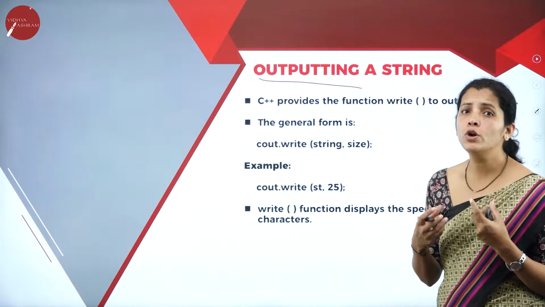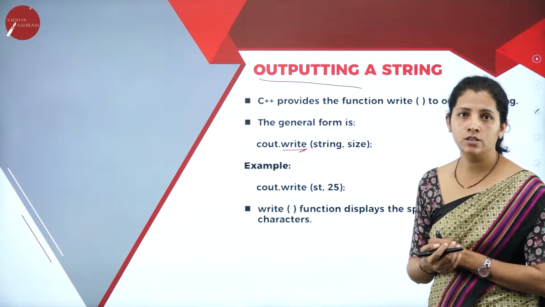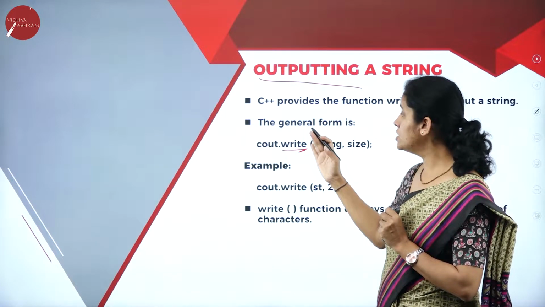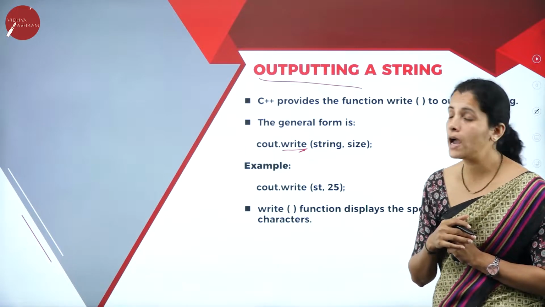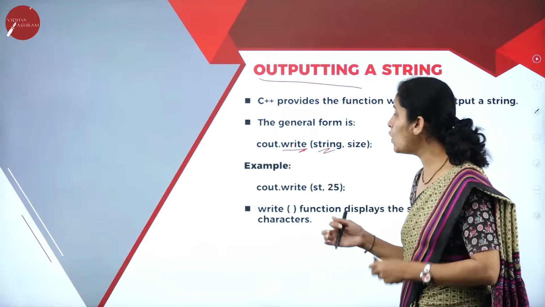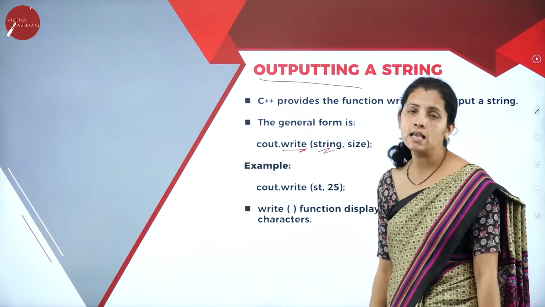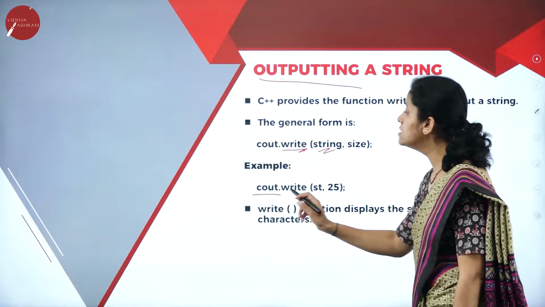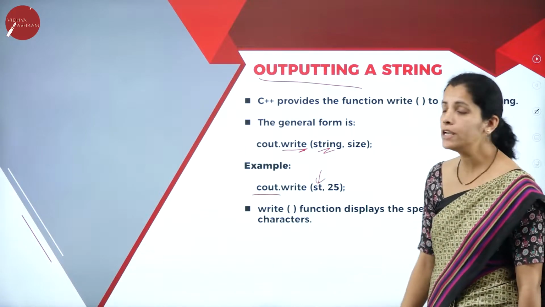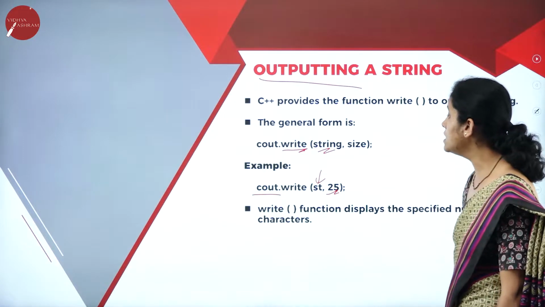Then I'm going to have outputting a string. That means how I'm going to display the string. Here I'm going to use the write function. To display the string content, I'm going to use the write function. What are the parameters I'm going to have here? That is my string name along with the size. And I'm going to call this write function with the help of the dot operator as well as the cout object. So here cout.write, and I'm going to have the string variable, and this is the length of the string or size of the string.